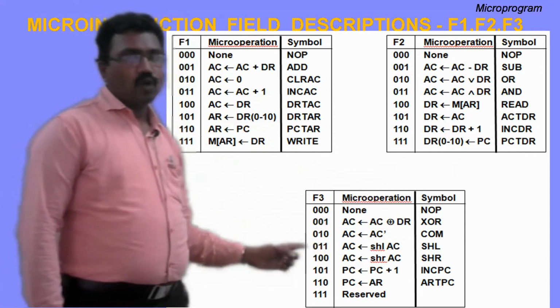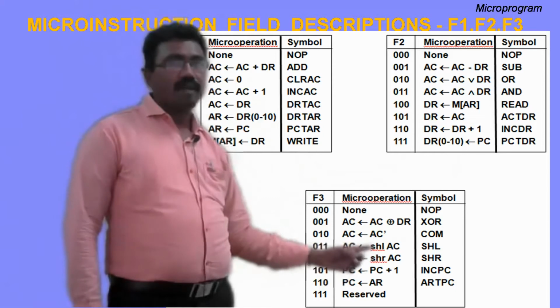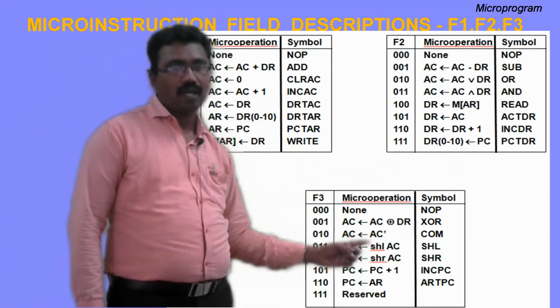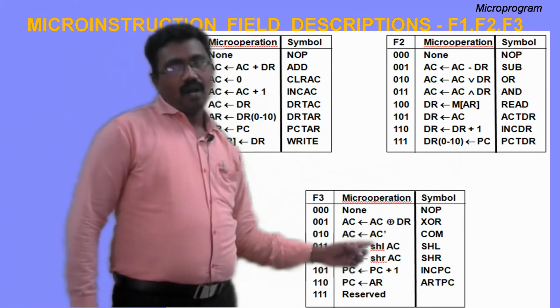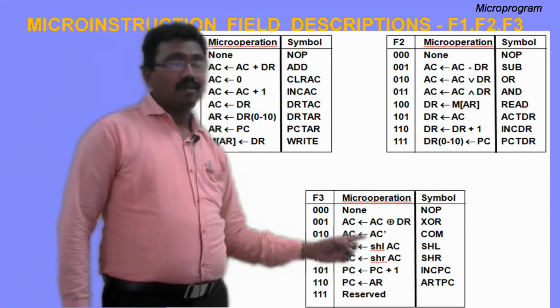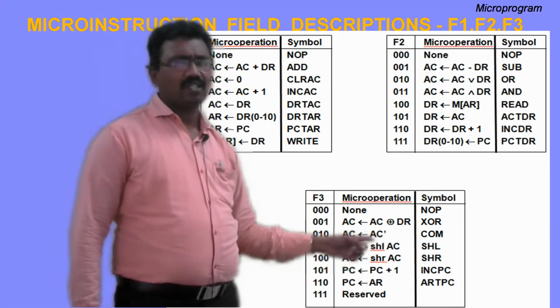Okay, and 011 initiates shift left, logical shift left of the accumulator content. Logical shift left of accumulator content is nothing but one bit shifted to the left side. The leftmost bit will be lost, and 0 will be inserted at the rightmost bit position. That is the logical shift left.